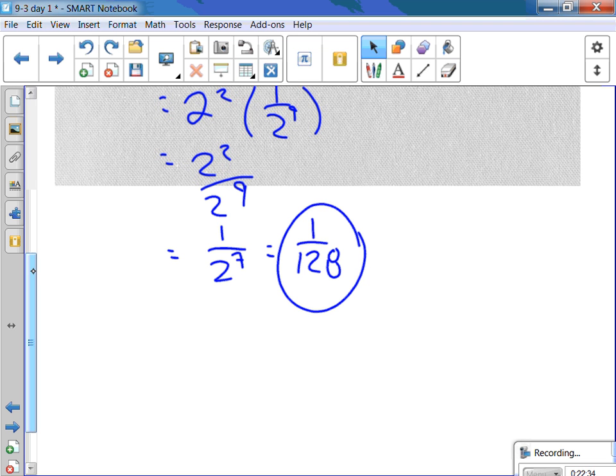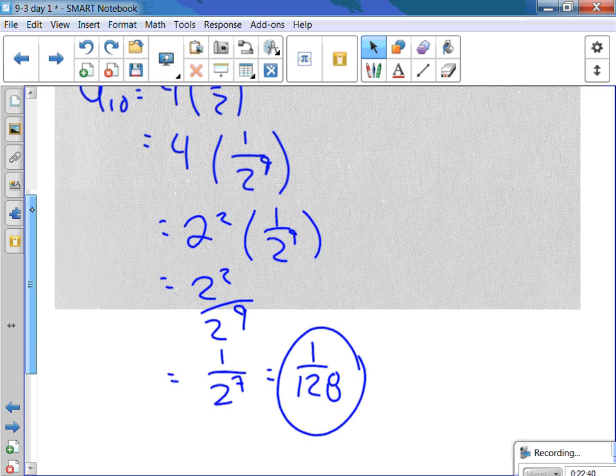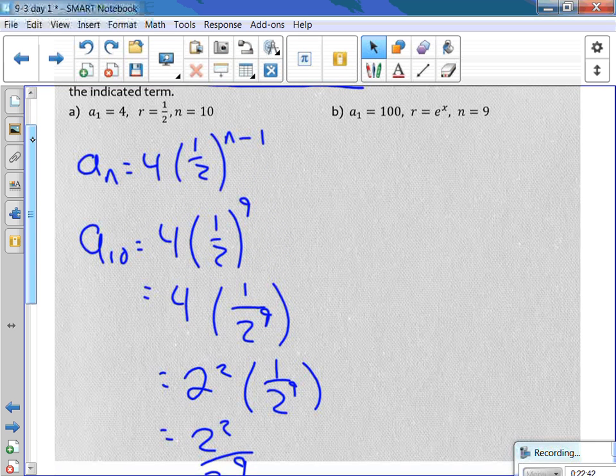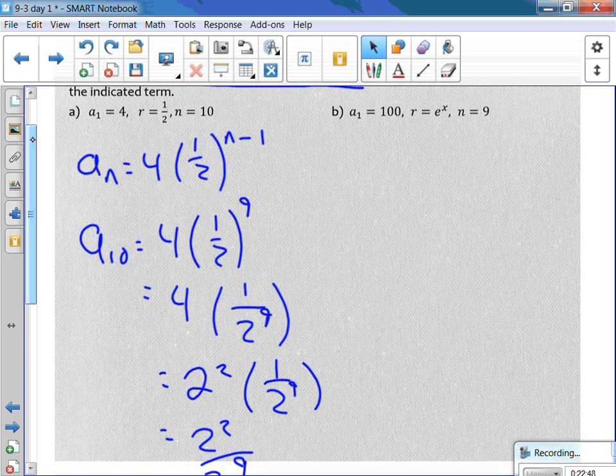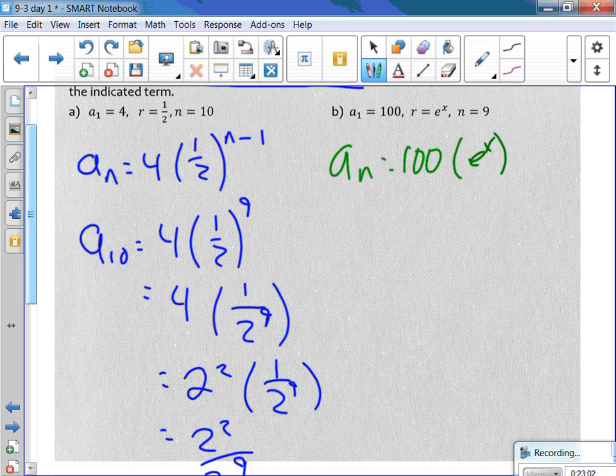What about, here we have a1 equals 100, r equals e to the x, n equals 9. And what is my an? For my nth term, right, I need to have n's in there, so my nth term, a sub n, equals 100 times e to the x, all raised to the n minus 1 power. But then they want us to find the 9th term. So what do we do, Emily?